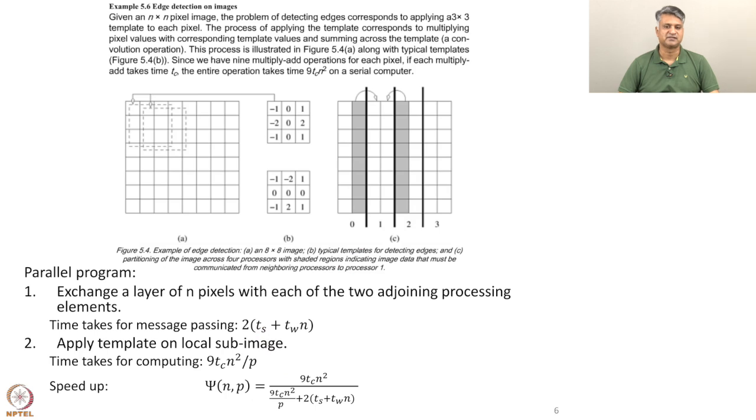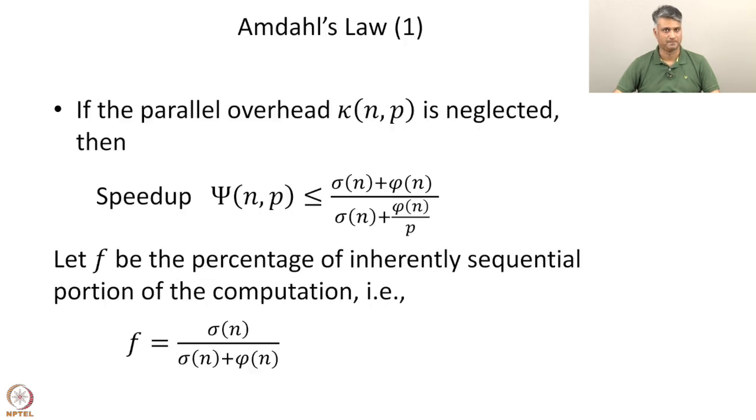You can clearly see this is an almost embarrassingly parallel problem. So, the speedup, which is a function of n and p, will be 9 tc n^2, the size of the serial problem, divided by, there is no sequential portion of this problem at all because it is embarrassingly parallel, so 9 tc n^2/p, done by p processors, plus what you need to communicate, which is 2 times (ts + tw n). This is how we would go about computing theoretically what the speedups are.